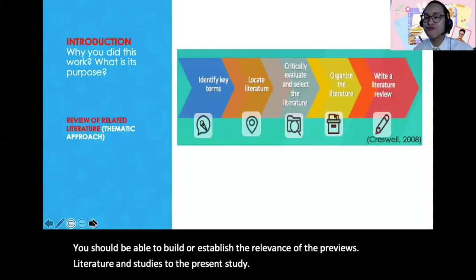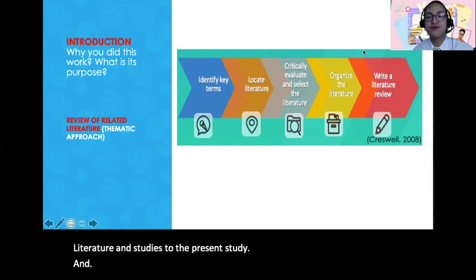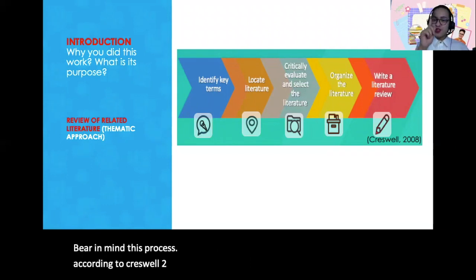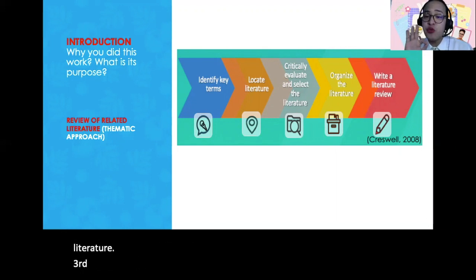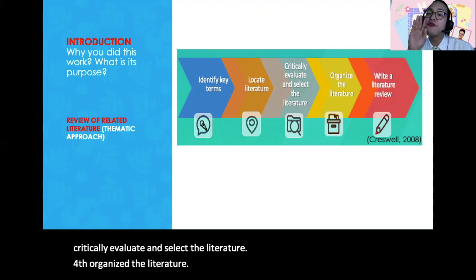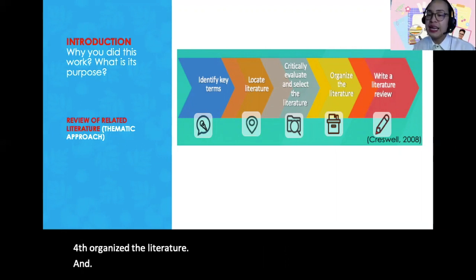And bear in mind this process according to Creswell 2008. First, we identify key terms. Second, locate literature. Third, critically evaluate and select the literature. Fourth, organize the literature. And fifth, write a literature review. Let's further explain that.